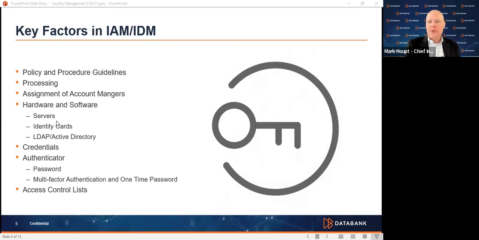And then also it sends some ownership. It creates a culture within the organization that security is in fact everyone's responsibility. So by having these account managers that are not part of the security team, they're a business unit manager that's responsible for validating that an individual should have system access at the very baseline, and then what their permissions are within that. It is a way of reaching out and partnering with other aspects of the organization. So assignment of account managers is an absolute key factor with IAM and IDM.